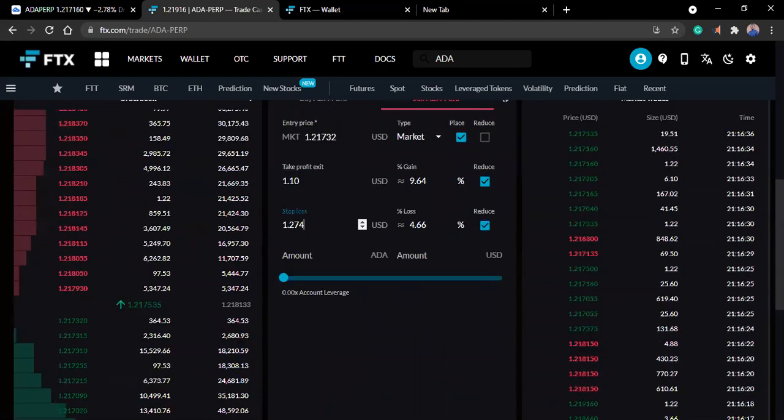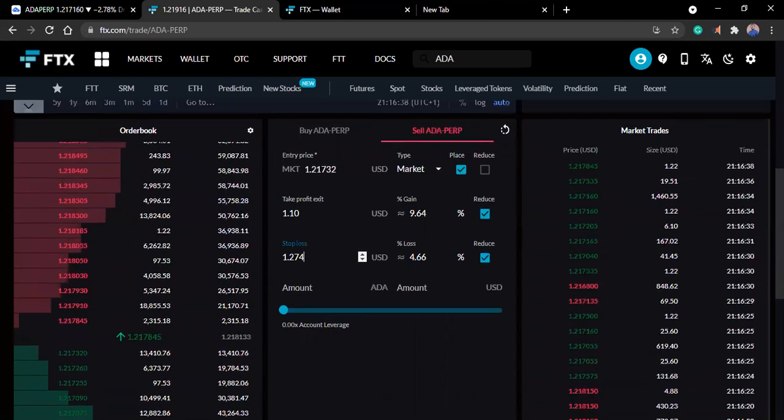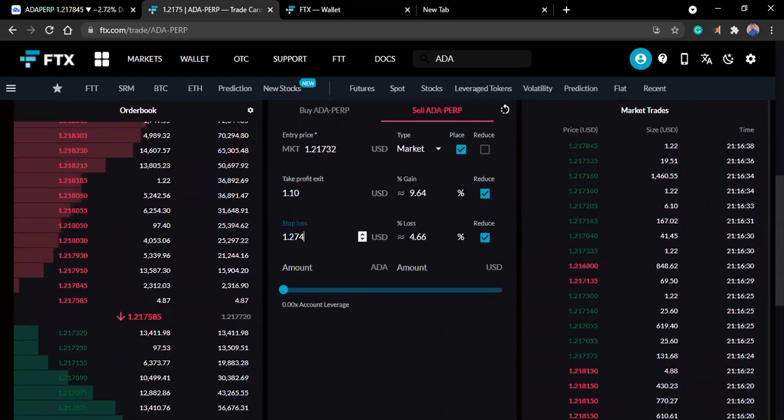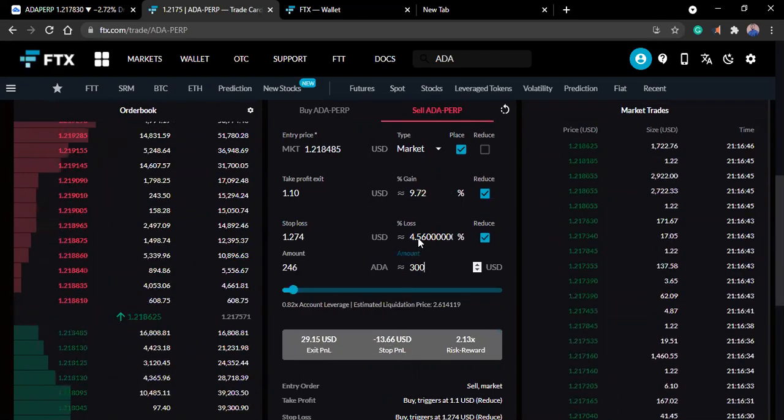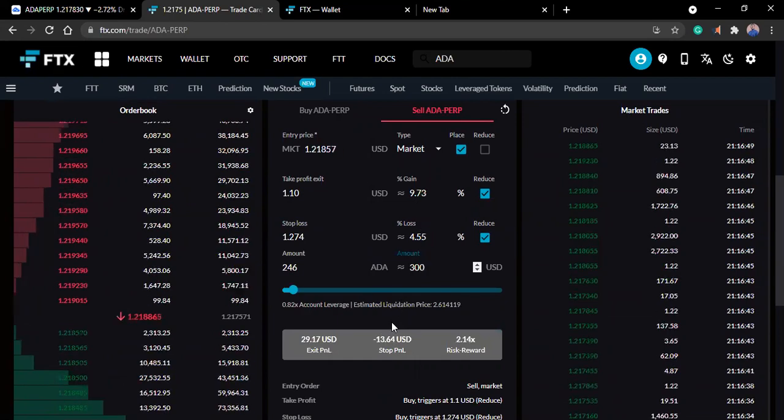That is done. Then I now choose my position size. How much am I willing to enter this trade with? So if I enter with $300, it means that if this trade goes against me, I lose 4%. And that 4% of $300 is $13.